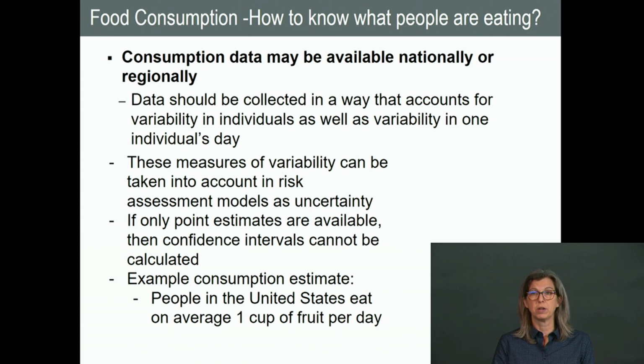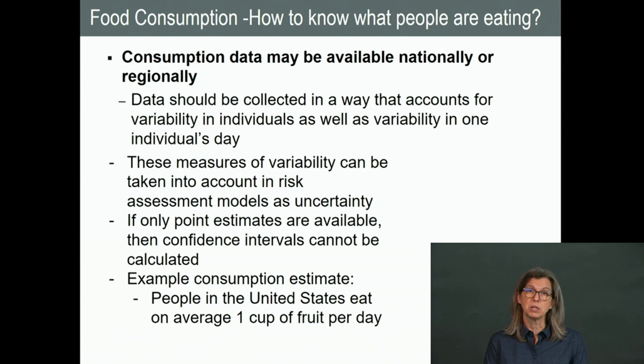We do know that in Ethiopia there is some consumption data collected by the Ethiopian Public Health Institute. And as I was mentioning in the previous slide, data should be collected in a way that accounts for variability in individuals as well as variability in one individual's day. So you might have different trends over time, and things like fasting days obviously would be taken into account. If there are some people that have different consumption patterns based on their religion or their culture or their work, their school, whatever situation is causing them to change their consumption patterns, you'd want to have information from each of those different populations to be able to come up with your consumption estimates.